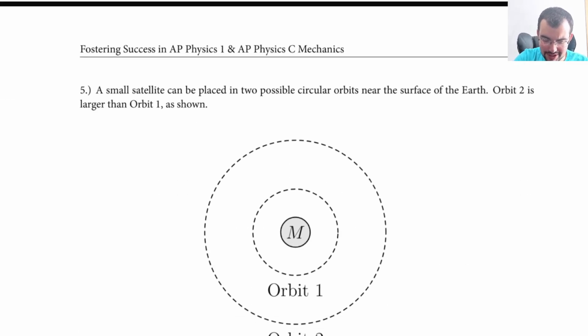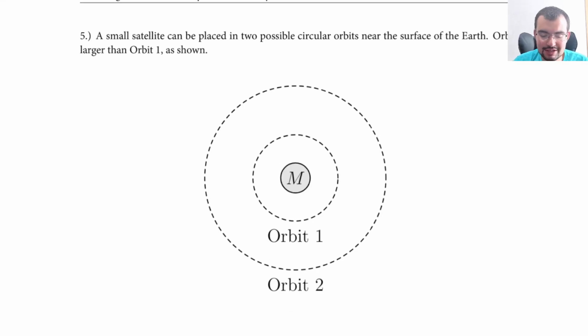So we have a bit of an interesting QQT type design here that I made for this one. This is the only time I actually did this. The question asks us to figure out the dependence of orbital speed on orbital distance. So we're going to put a satellite in two different orbits, and we're trying to figure out which orbit requires a larger speed. Does the satellite orbit faster in orbit 1 or faster in orbit 2?